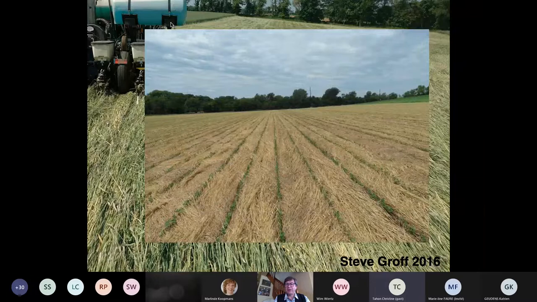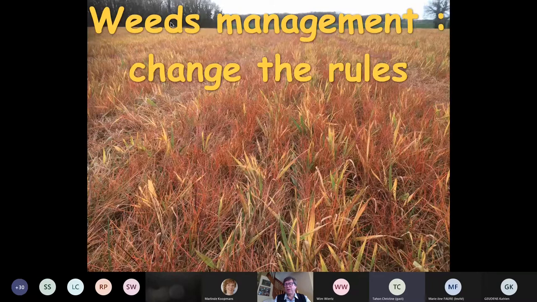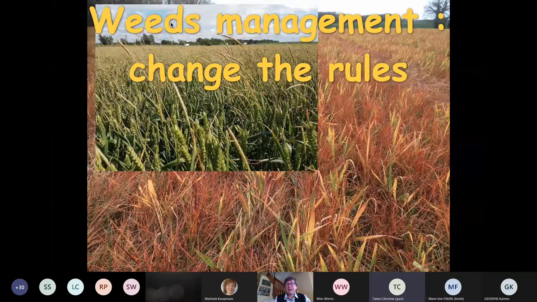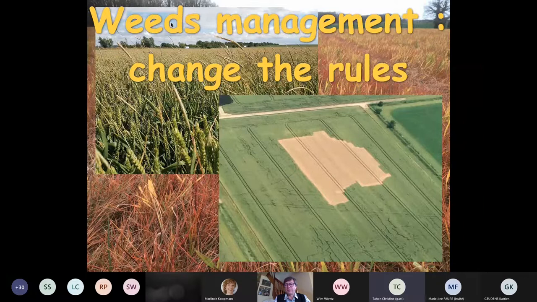And which brings me to weed management. I had some questions about that. And it is a very big challenge, even with herbicide, even with glyphosate at the moment. And so also we have resistance.